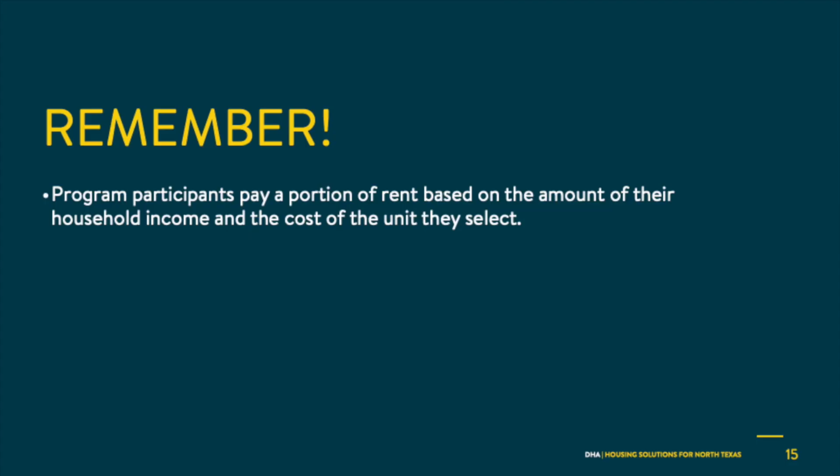Program participants pay a portion of rent based on the amount of their adjusted household income and the cost of the dwelling unit they select. Program participants that select units with gross rents, that is, rent plus the utility estimate, that exceeds the applicable payment standard are likely to pay more than 30% of their adjusted income for rent. If you have specific questions, please ask a DHA leasing professional.